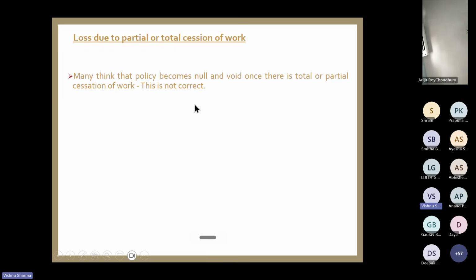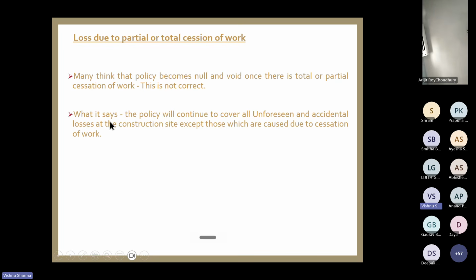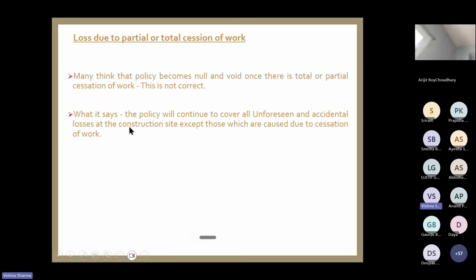This is not correct, because the policy says that any loss due to cessation of work is not paid. It is not that all losses are not paid. So what it says is, the policy will continue to cover all unforeseen and accidental losses at the construction site, except those which are caused due to cessation of work.